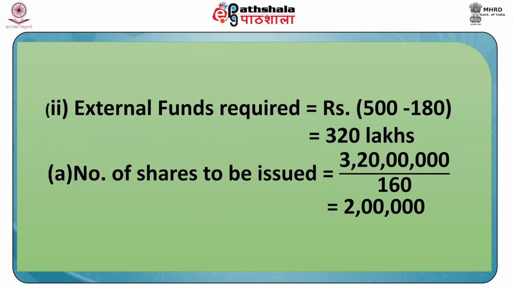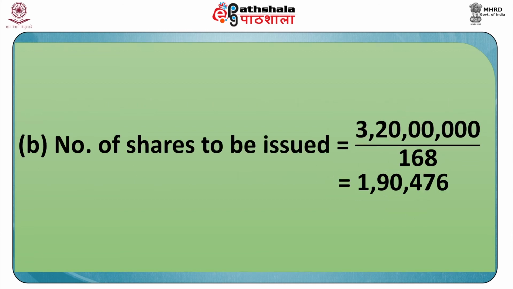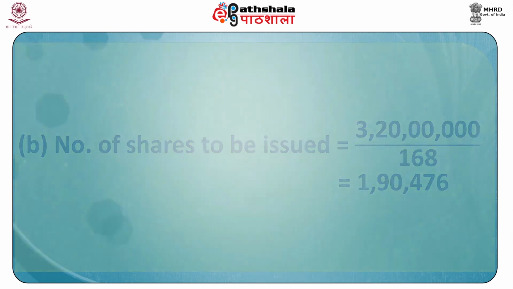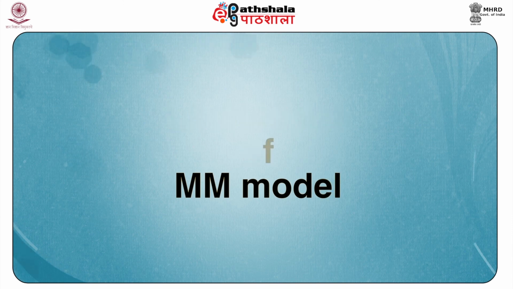Second, external funds required: rupees 500 minus 180, that is 320 lakhs. A. If dividend is declared, number of shares to be issued is 320 lakhs divided by 160, we get 2 lakhs. So, we have to issue 2 lakh shares. And if dividend is not declared, number of shares to be issued is 320 lakhs divided by 168. In this case, we have to issue 1,90,476 shares.